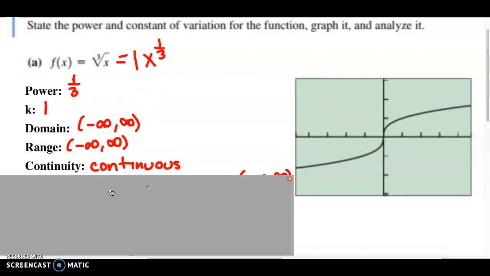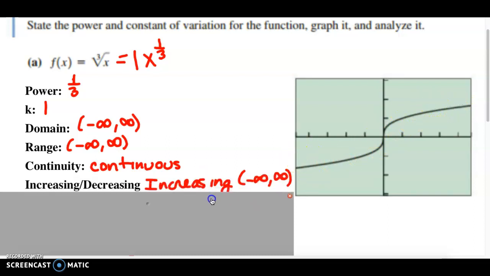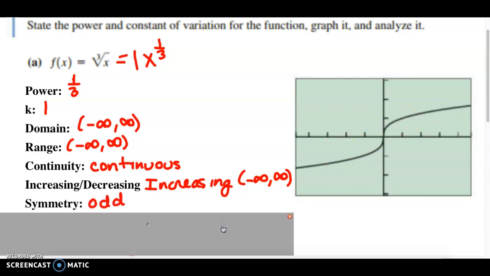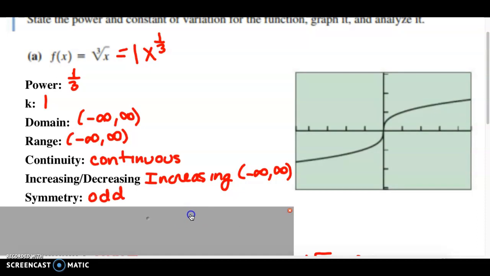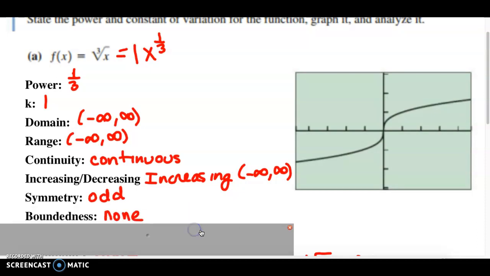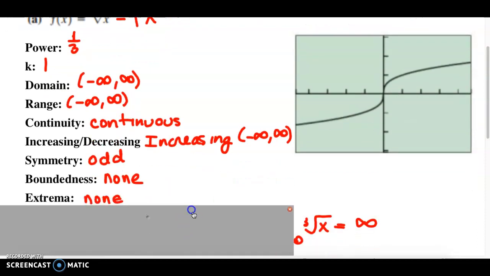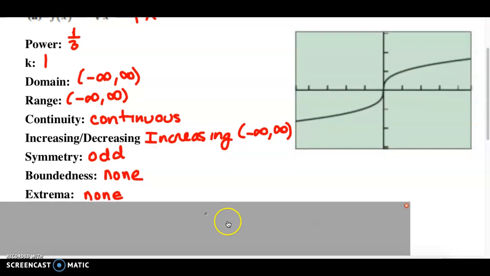And if we look at the increasing and decreasing, it is constantly increasing, so it's increasing for all of its x values. It is symmetric about the origin if we flip it over the y-axis and then the x-axis, so that means it has odd symmetry. It is not bounded on either side, above or below. It also has no extrema, mins or maxes.